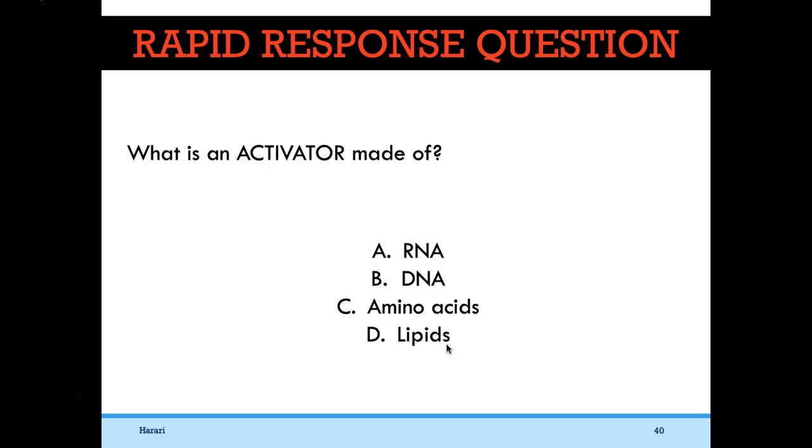And what is an activator? An activator is a protein that's made of amino acids, because all proteins are made of amino acids. An activator is a certain kind of transcription factor, and all transcription factors are proteins. It's important to make sure this is clear. It could get very complicated otherwise.